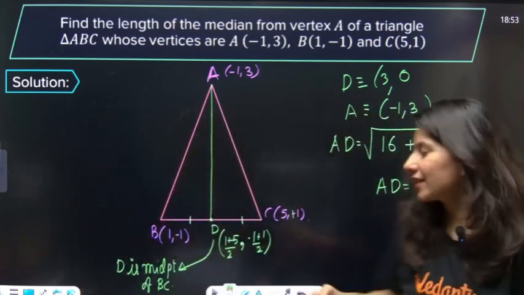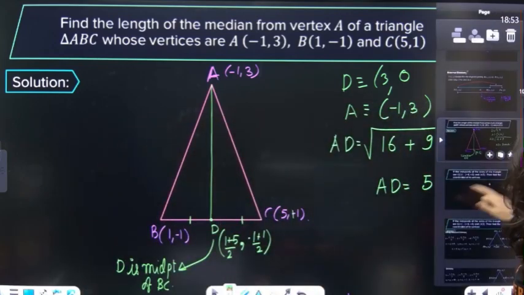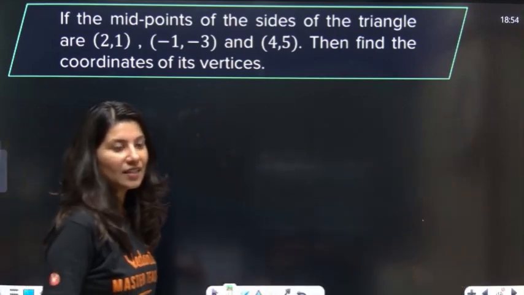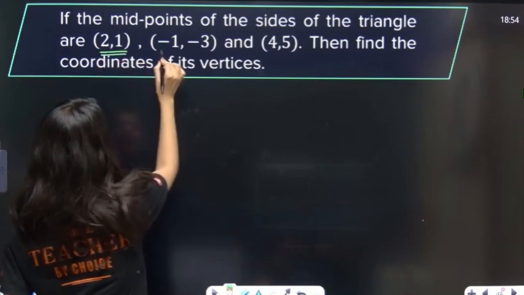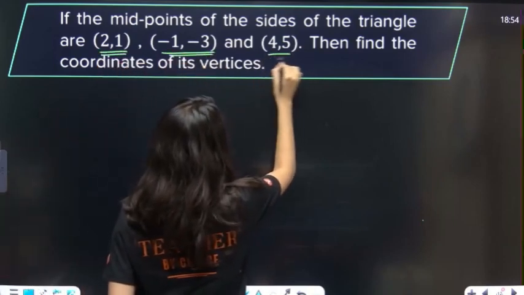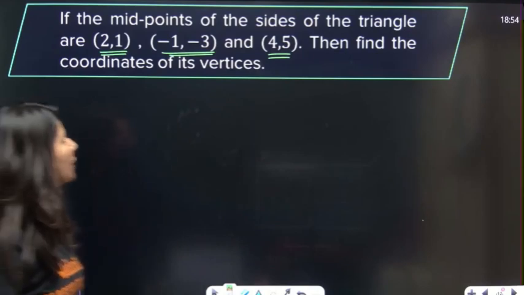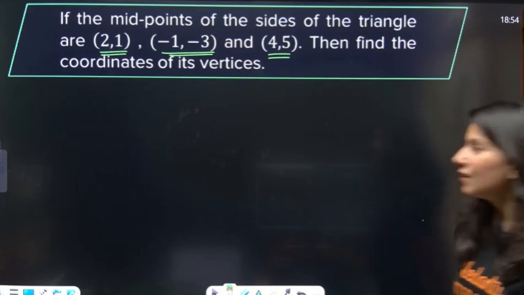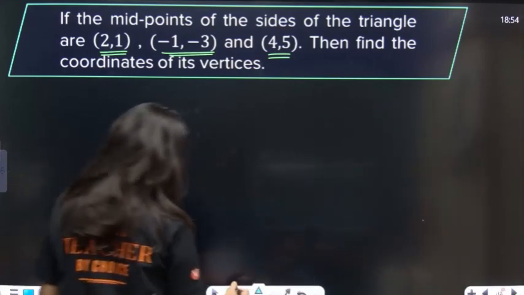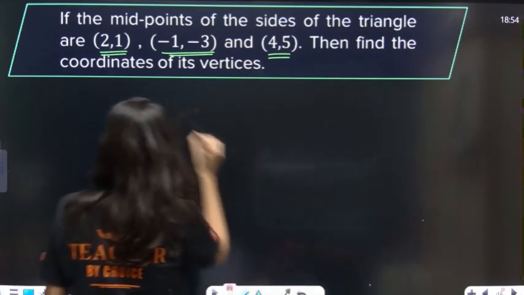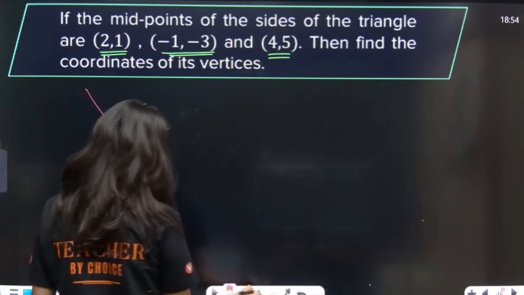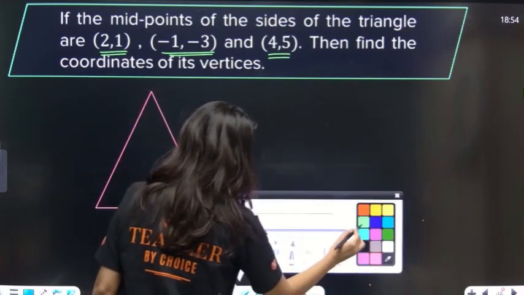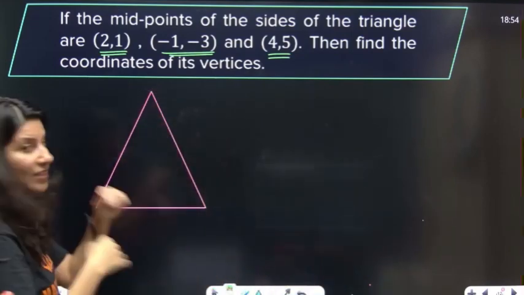Next question, ready? I am giving it to you. If the midpoints of the sides of a triangle are (2, 1), (minus 1, minus 3) and (4, 5), then find the coordinates of its vertices. Again, make a habit of plotting the diagram. I am going to plot the diagram for you, and this question I am not going to solve. You are going to solve. This is a homework question.